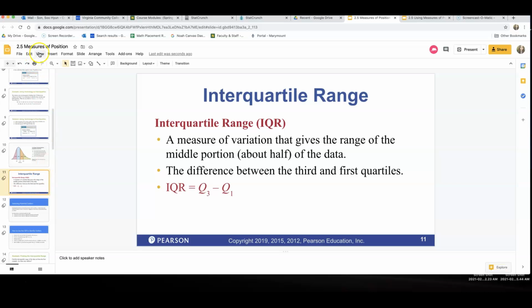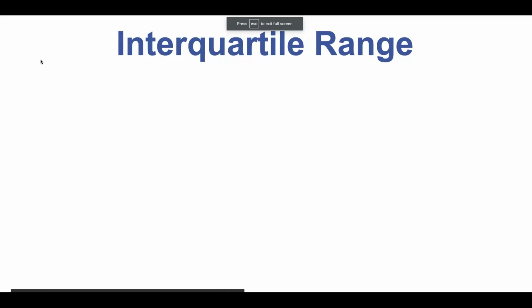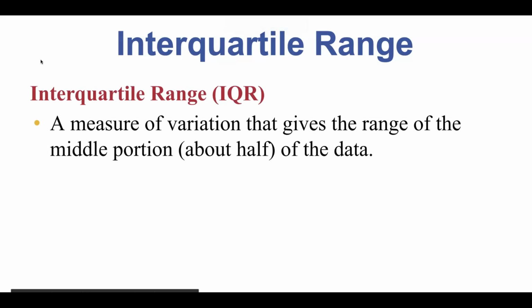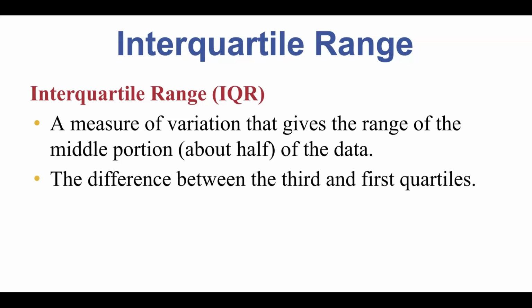So here is interquartile range. Let's go ahead and present this. IQR is a measure of variation that gives the range of the middle portion, middle 50% of the data. So what we do is we take the third quartile and the first quartile and we subtract them. So here's the IQR formula for you. Just like the range formula is maximum minus minimum, IQR, interquartile range, is the biggest quartile minus the smallest quartile. So Q3 minus Q1. Okay, why is this important? Because we're going to use this IQR to detect some outliers.